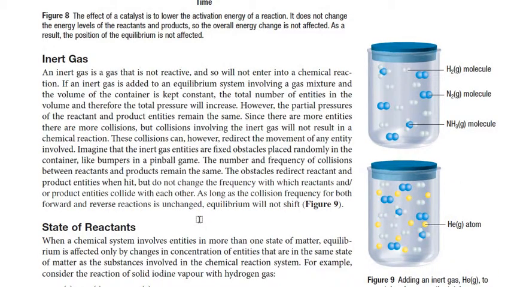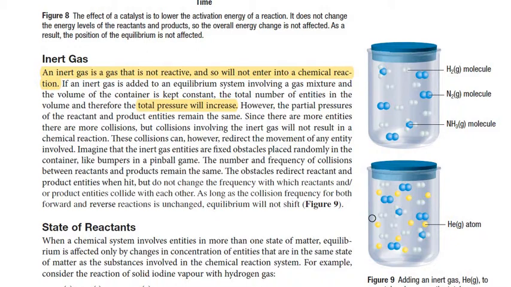Inert gas. An inert gas is a gas that is not reactive and so will not enter into a chemical reaction. If an inert gas is added to an equilibrium system involving a gas mixture and the volume of the container is kept constant, the total number of entities in the volume and therefore the total pressure will increase. So when we have inert gas, the total pressure will increase. However, the partial pressures of the reactant and product entities remain the same.